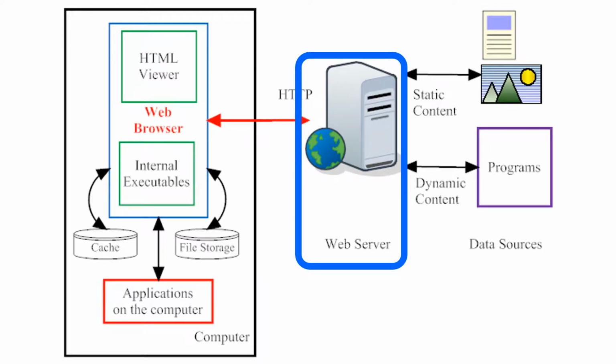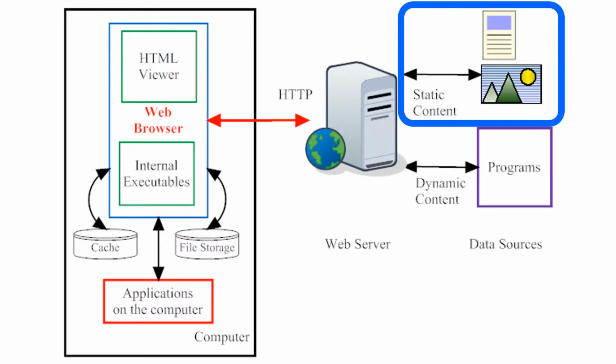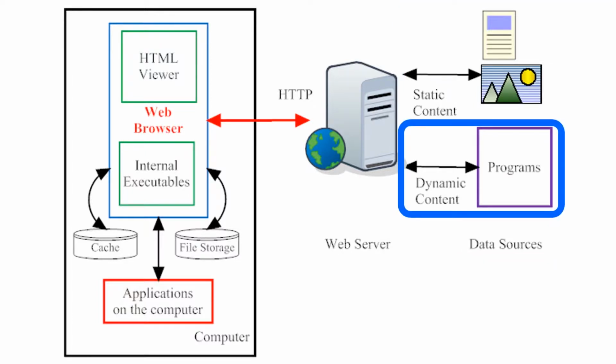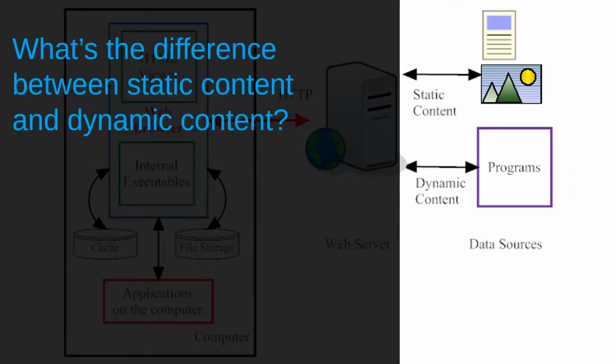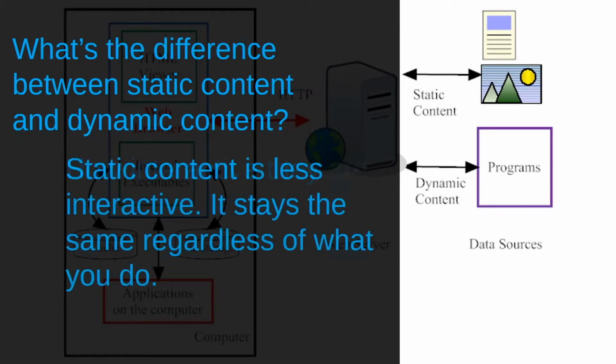Between your computer and the web server is the whole internet, a vast system of networking devices. The web server contains web pages, and web pages contain two different kinds of content: static content and dynamic content. What's the difference between static content and dynamic content? The main difference between the two is how interactive they are. Static content is less interactive. It stays the same every time you access it, regardless of what you do with it.